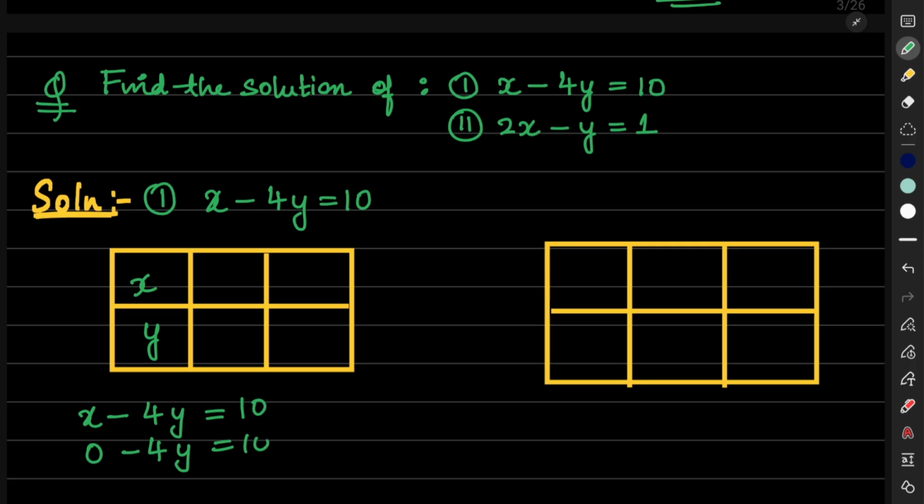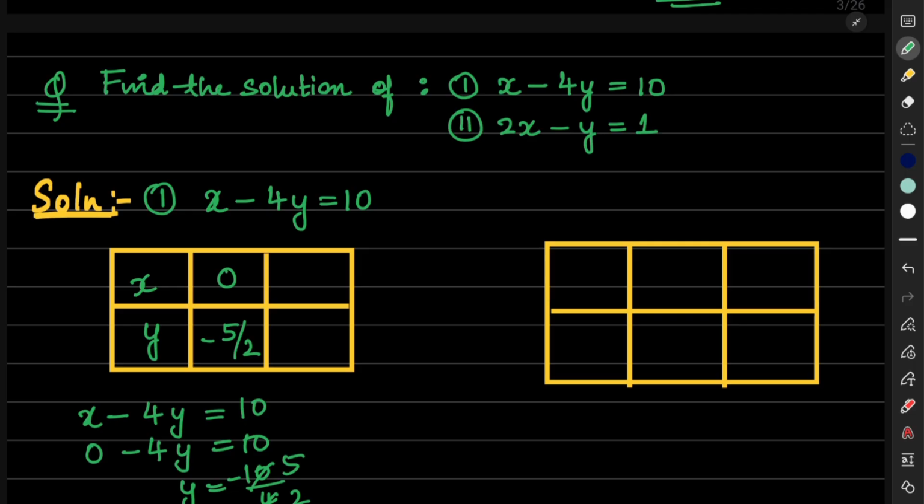Minus 4y equal to 10, y equal to 10 by minus 4, right? Minus 10 by 4. So you can cancel it with 2: 2 times 2 is 4, 2 times 5 is 10. So when x is 0, what is your y? Minus 5 by 2. This is your first solution.